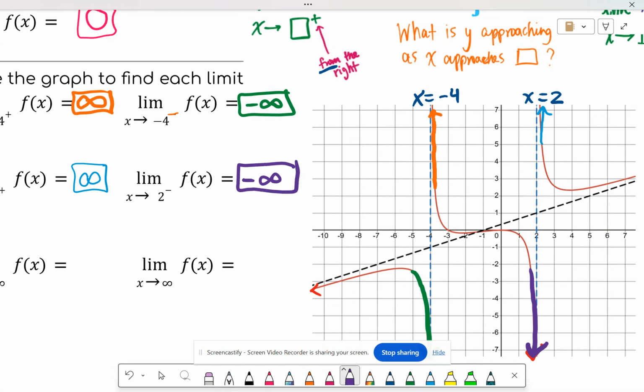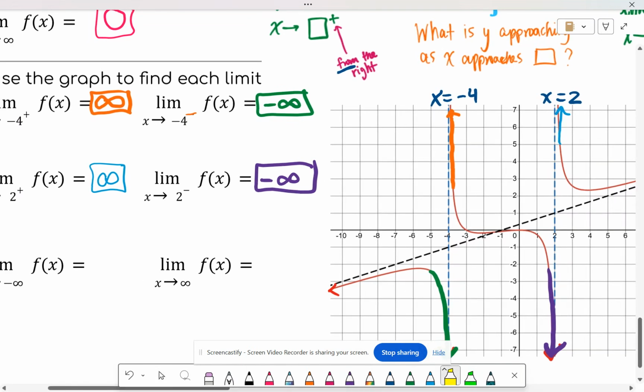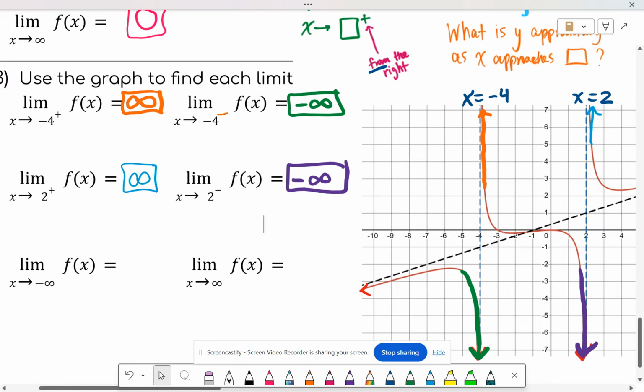And then finally, for the last two, as x approaches negative infinity, so as x goes left, what is y doing? So this has like a horizontal component to the left, but then it has a vertical component going down to negative infinity. So that is what is different with the oblique asymptote.